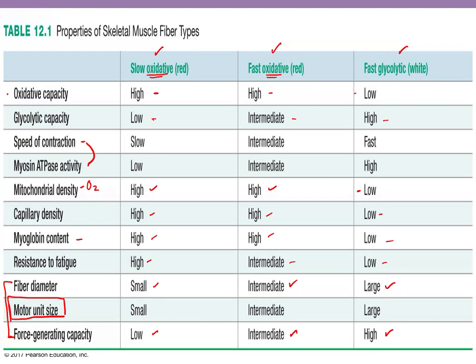And the motor unit size. Motor unit size is basically how many fibers are in that motor unit. One motor neuron is going to innervate many muscle fibers, and all the muscle fibers in that unit are the same. So they're all slow oxidative, or they're all fast oxidative, or they're all fast glycolytic. And it turns out that the slow oxidative fiber motor units are typically small, and then they increase in size as you go.